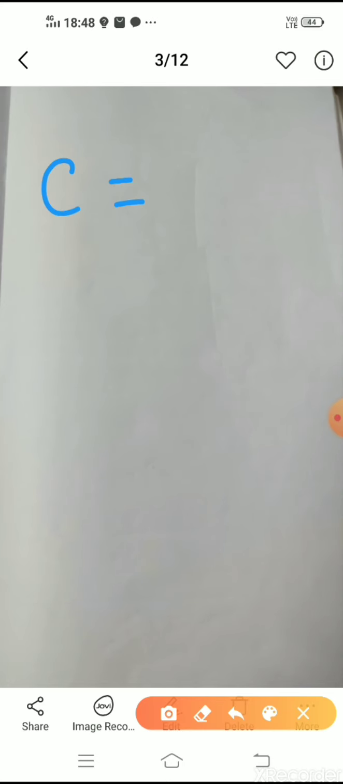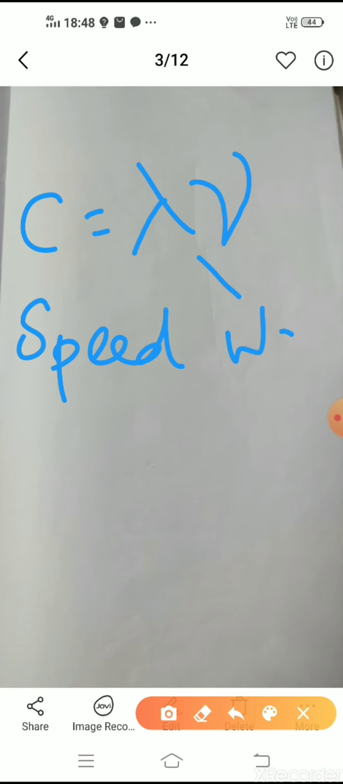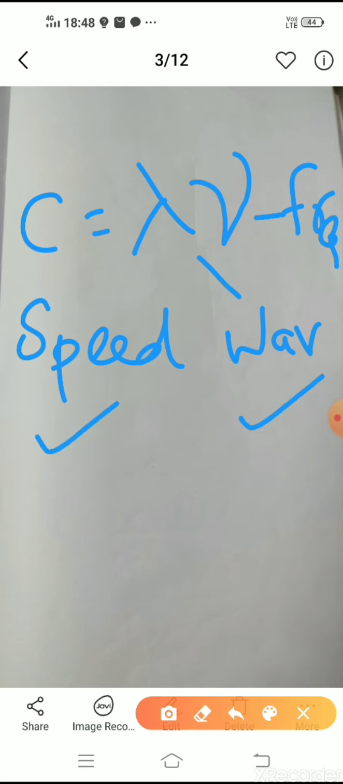Can you recollect it? What is your speed formula? Speed of light is equal to wavelength lambda into mu. This one is speed, this one is wavelength, and this one is your frequency. Just now I told you, whenever a ray of light is moving from one medium to another medium, your speed will change, your wavelength will change, but your frequency will not change.